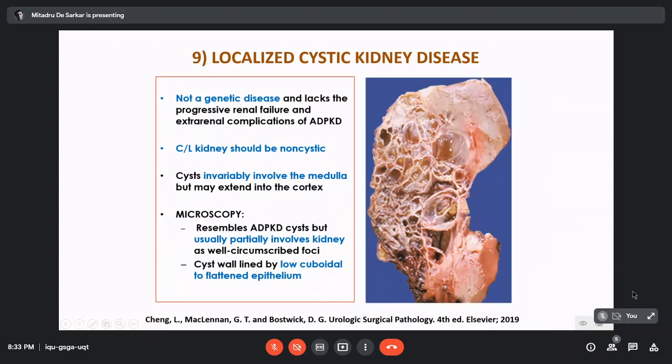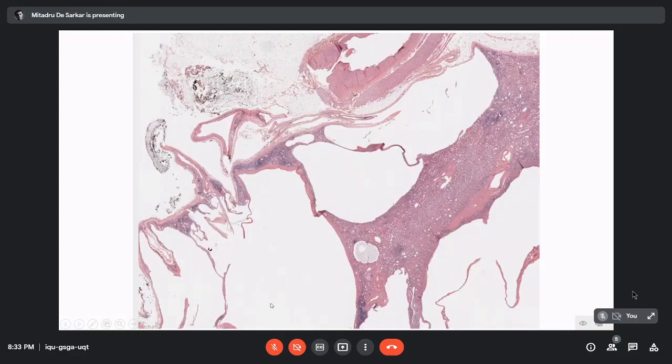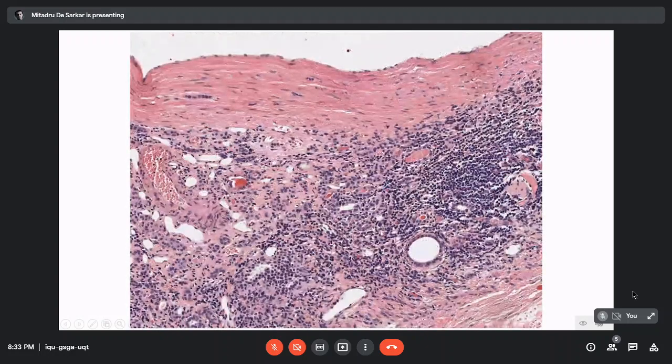Localized cystic kidney disease is another condition where you have a large number of cysts which can involve both the cortex as well as medulla, but it seems to be localized to a certain region, in the sense that sometimes it can also be mistaken for a renal tumor. The contralateral kidney by definition should be non-cystic, and the cysts overall resemble what we see in the case of ADPKD, but they usually only partially involve the kidney and are lined by low cuboidal to flattened epithelium. In this particular case, you have this conglomeration of cysts in a particular segment. The rest of the kidney is showing a lot of tubulointerstitial inflammation along with some amount of tubular atrophy, while the cyst is lined by a very thin, attenuated to slightly low cuboidal lining.